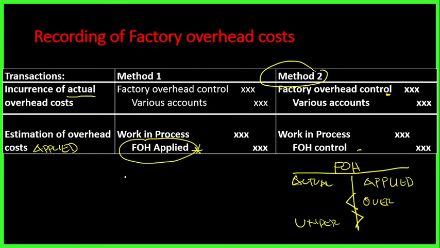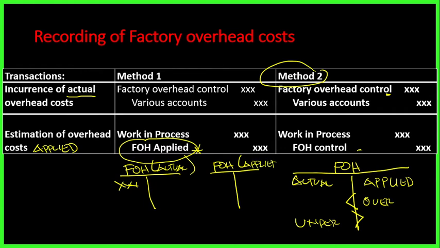Now, in method 1, you will be maintaining two T accounts. One for your factory overhead, actual, so you will see it here. And then you will have your factory overhead applied. Okay, now let's continue.